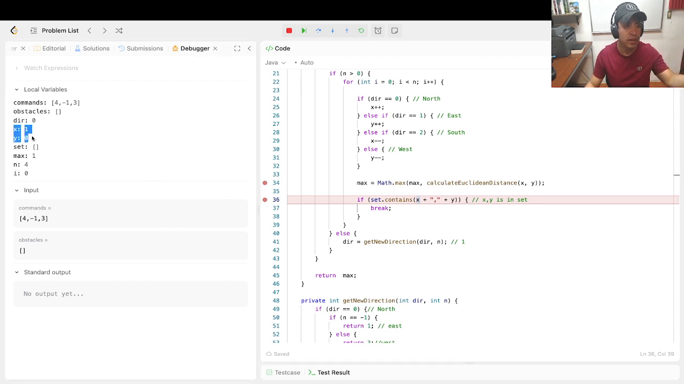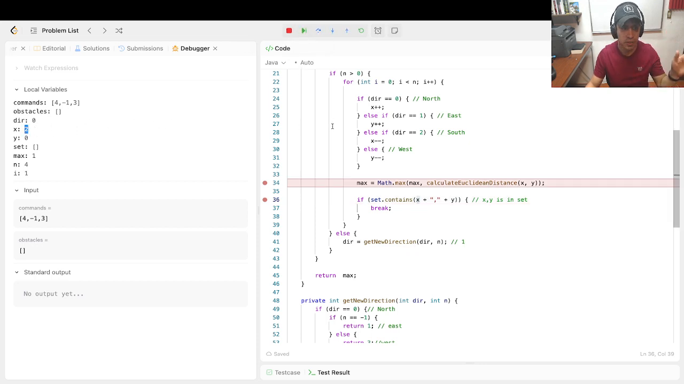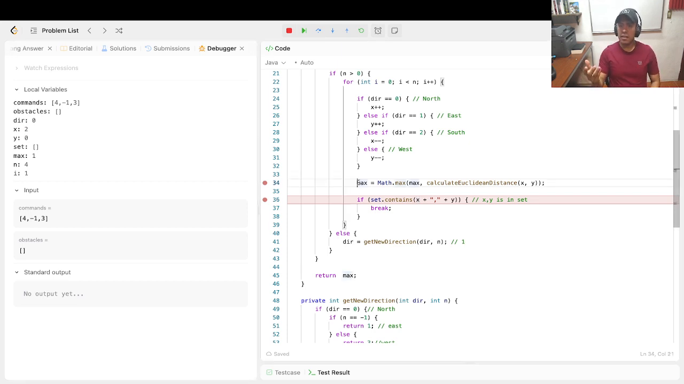And we should ask whether x at 1, basically 1 and 0, appears in the obstacles. No. Okay, you can continue. The next time is 2. It's okay. And now when you calculate, max is still 1. Why? It is 2. Why is it still 1?